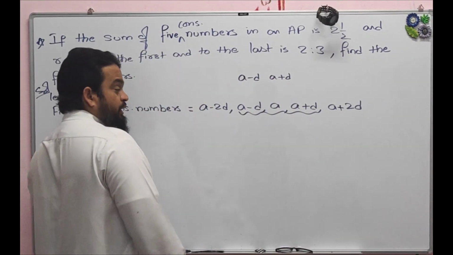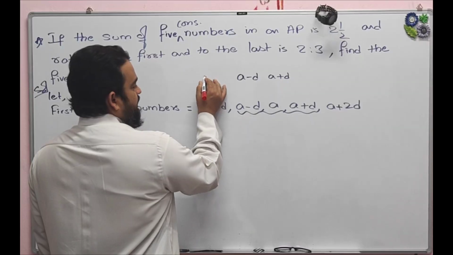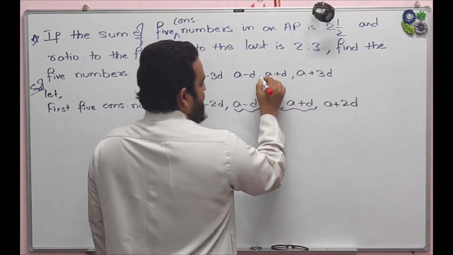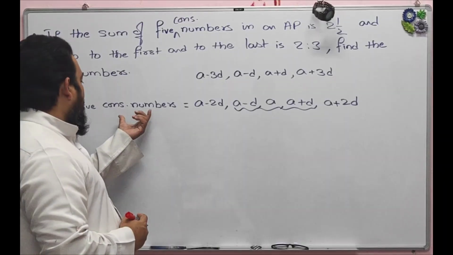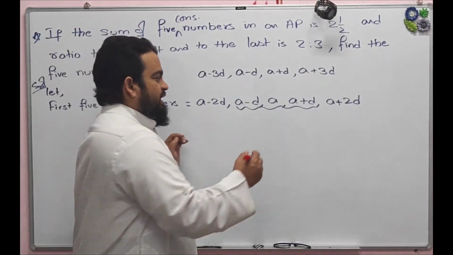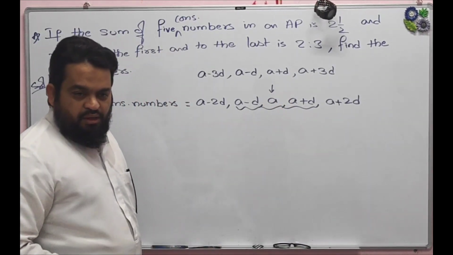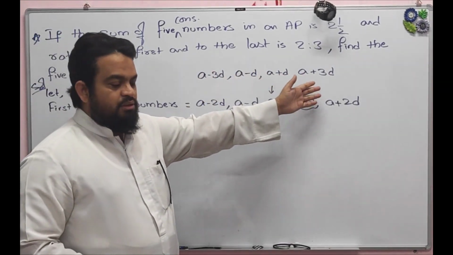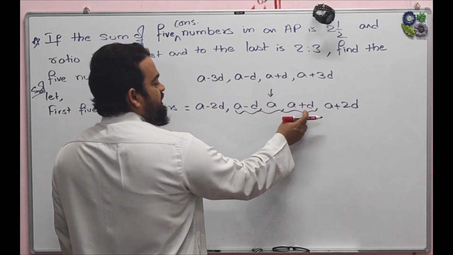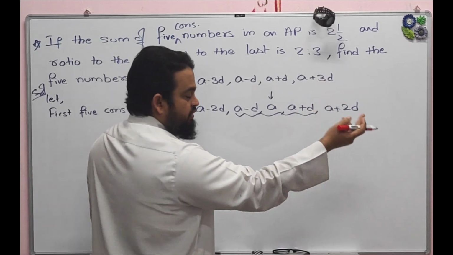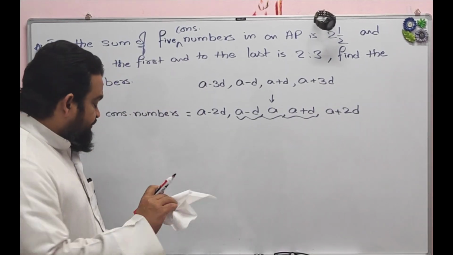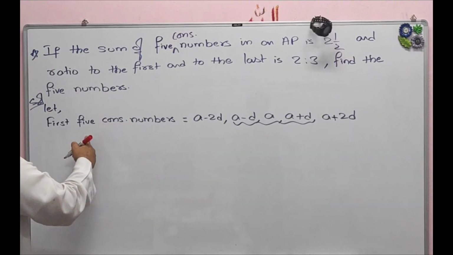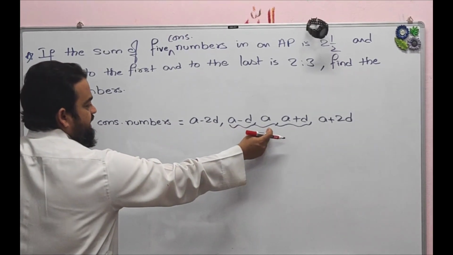Okay, what is the difference here? 2d. So if I take 2d difference, it will be a minus 3d and a plus 3d. If there are odd number of consecutive numbers, then the middlemost will be a. If there are even number of consecutive numbers, then you should not take a, instead you take these two and add 2d for the next numbers. Understood? Everyone understood?